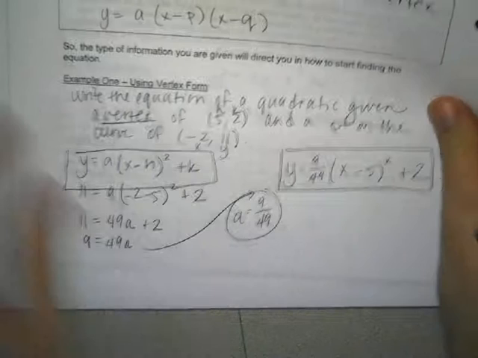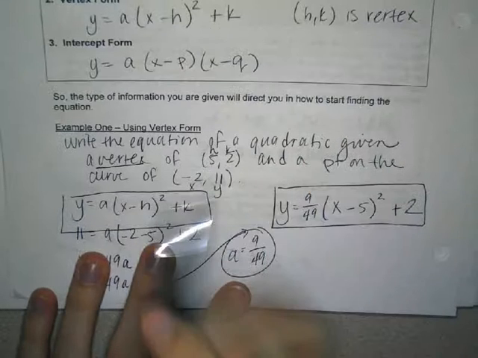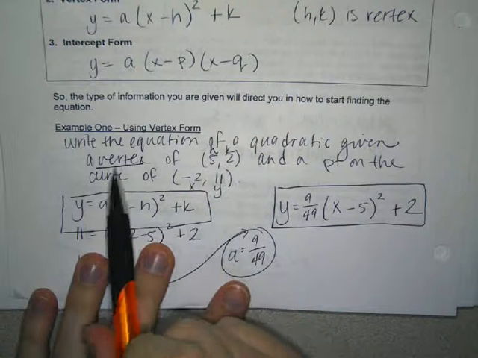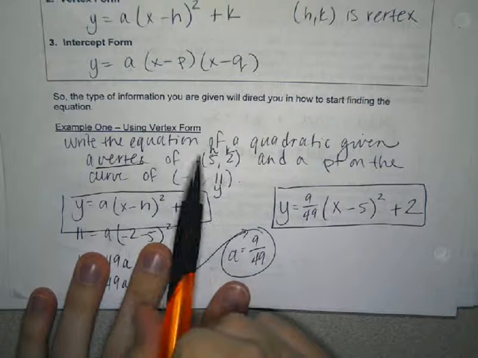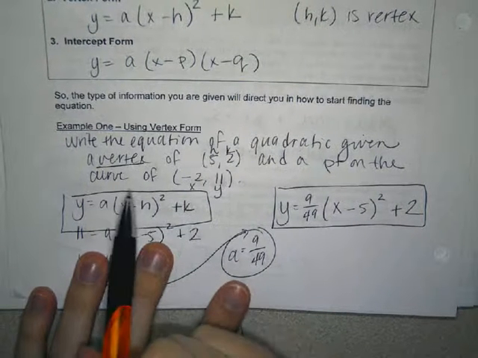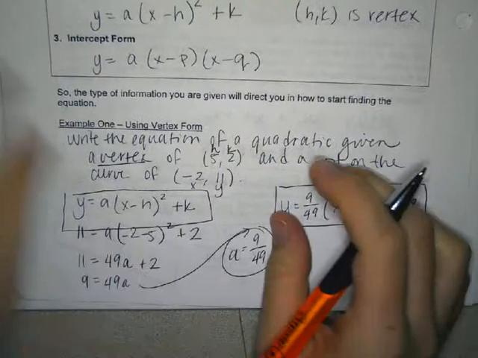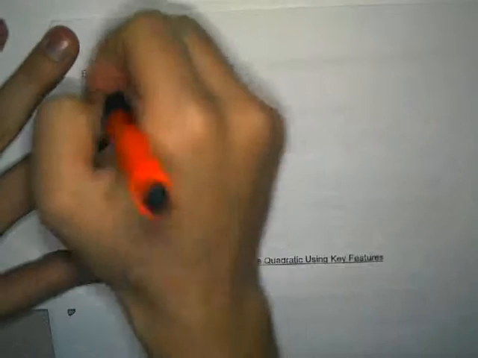So, for example 2, using intercept form. Same wording. I'm not going to make you write all this wording again, but your question would say something like, write the equation of a quadratic given an x-intercept of such and such, another x-intercept of such and such, and then they have to give you a random point that it goes through.